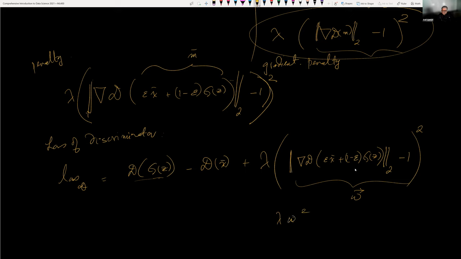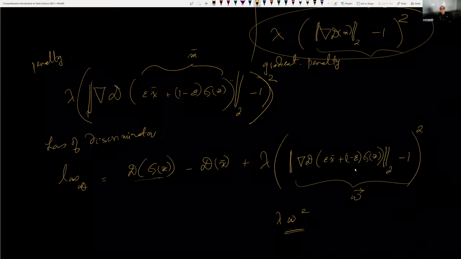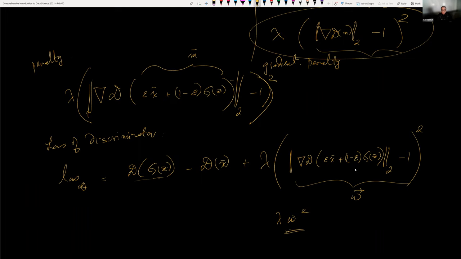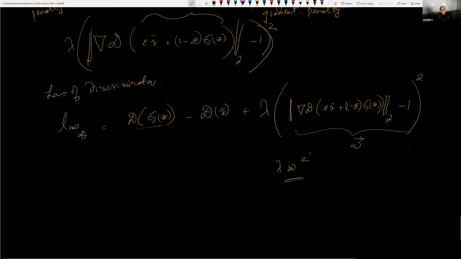And this is your ridge, the standard L2 regularization term. It's very interesting that that's what pops out. Except that this W is this interesting quantity, the sensitivity. You're penalizing the sensitivity of the discriminator to changes. So that is that. That is the loss function of the Wasserstein GAN.